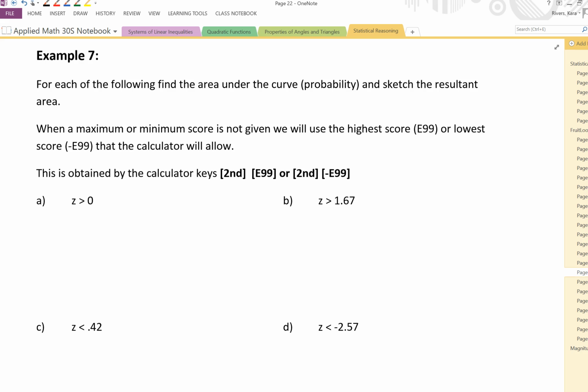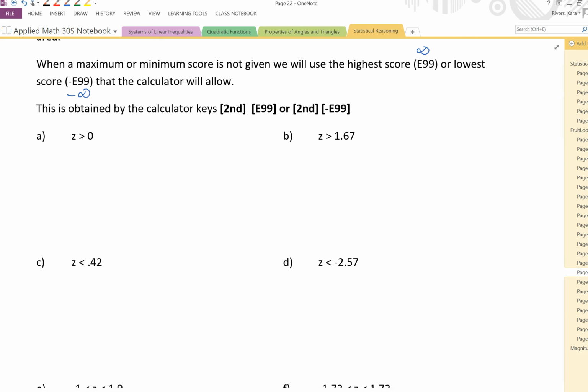When a maximum or minimum score is not given, we use the highest score, E99, or the lowest score, negative E99, that the calculator will allow. So essentially what we're saying is we're going to infinity, and that's how you put it in your calculator, or to negative infinity. I'll show you how that looks. Now it says this is obtained by the key second E99 or second negative E99. We'll have a better look at that once we find an example where we have to do that.